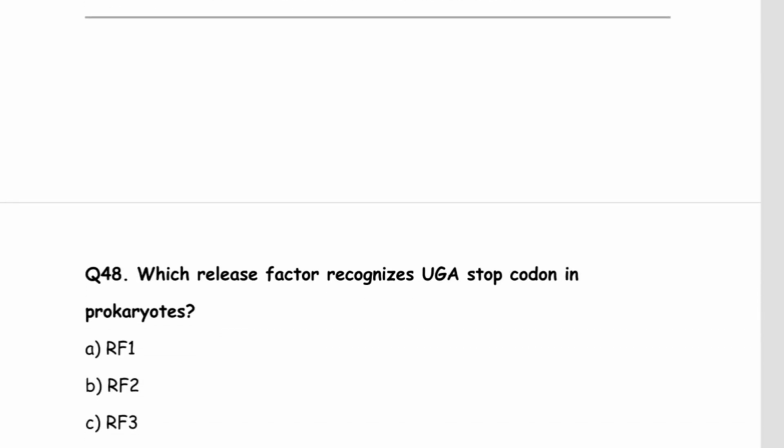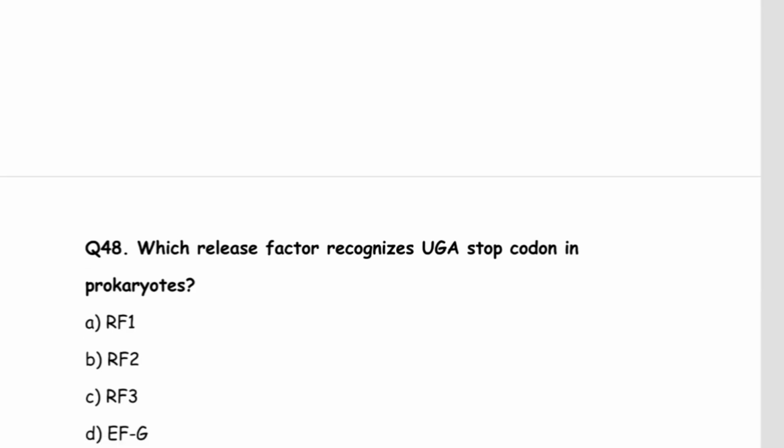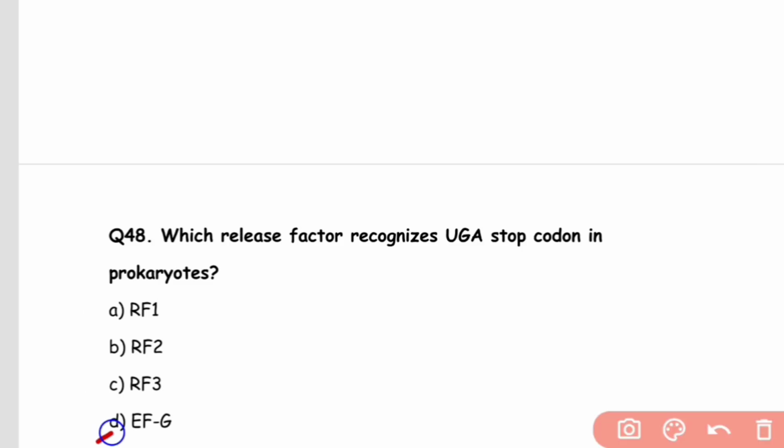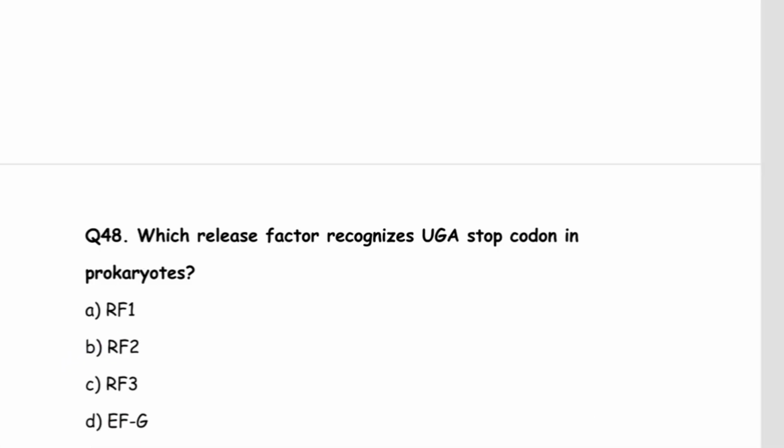Next question, which release factor recognizes the UGA stop codon in prokaryotes? RF1, RF2, RF3 and EF-G. EF-G is incorrect. Why? Because it is an elongation factor and not a release factor. Now out of these three, we already have seen all the three release factors and the correct answer here is release factor 2. It recognizes the UGA stop codon.